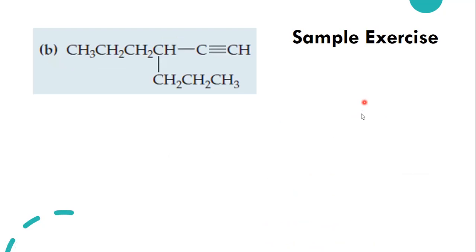How about letter B? So in letter B, how many carbons do we have in here? We have 1, 2, 3, 4, 5, 6. Either of the two, you have 6 carbons in your longest chain.